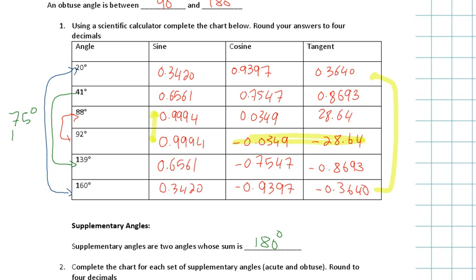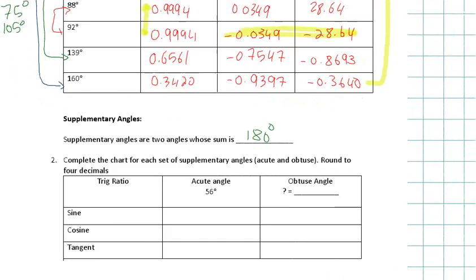So you can find the ratios for 75. You can find sine 75, cosine 75, tan 75 on the calculator. But to find the ratio for 105, you don't need to use your calculator, right? Because you know it's going to be the same as the one for 75, except cosine and tan are going to be negative. Okay?